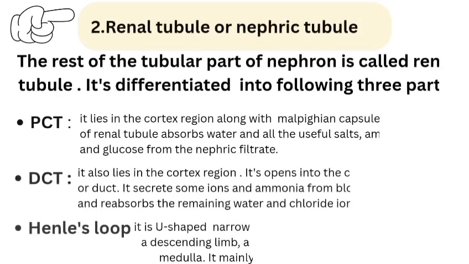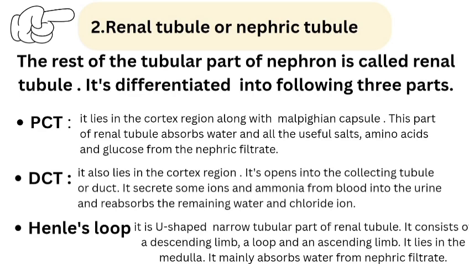2. Renal tubule or nephric tubule. The rest of the tubular part of the nephron is called the renal tubule. It is differentiated into the following 3 parts: PCT, DCT, and loop of Henle. Let's take a closer look at PCT, that is, proximal convoluted tubule. It lies in the cortex region along with the Malpighian capsule. This part of the renal tubule absorbs water and all the useful salts, amino acids, and glucose from the nephric filtrate.